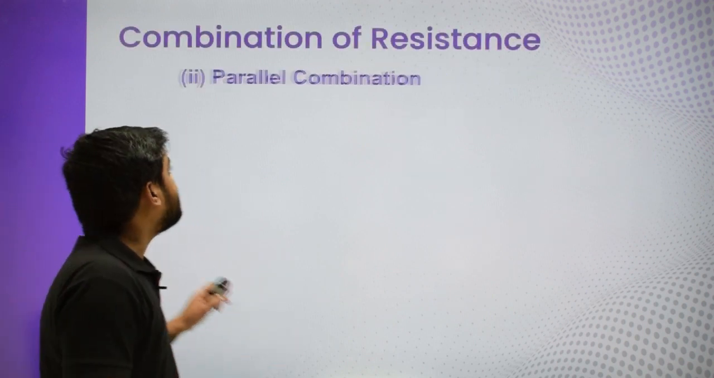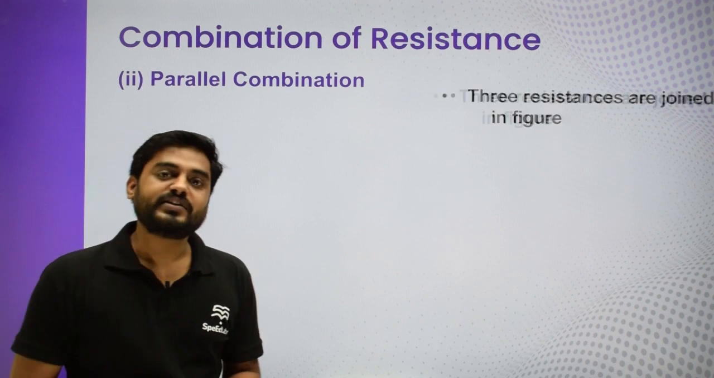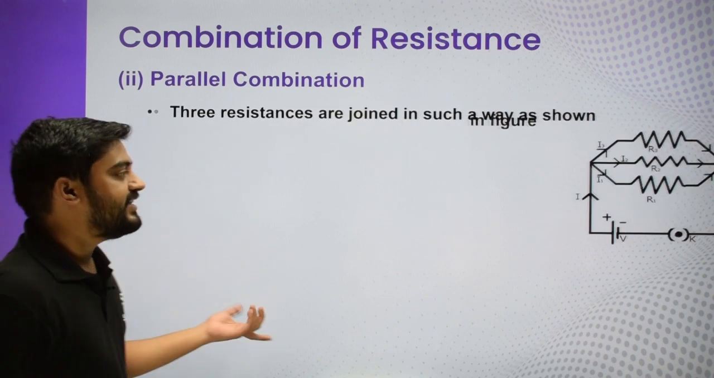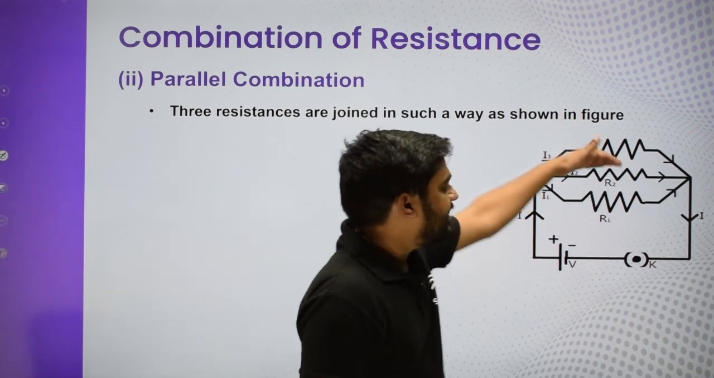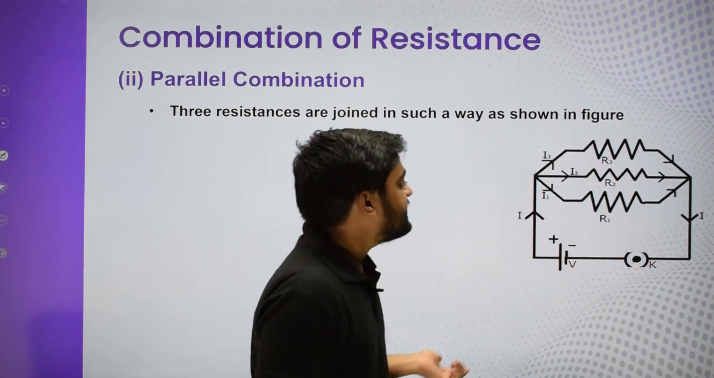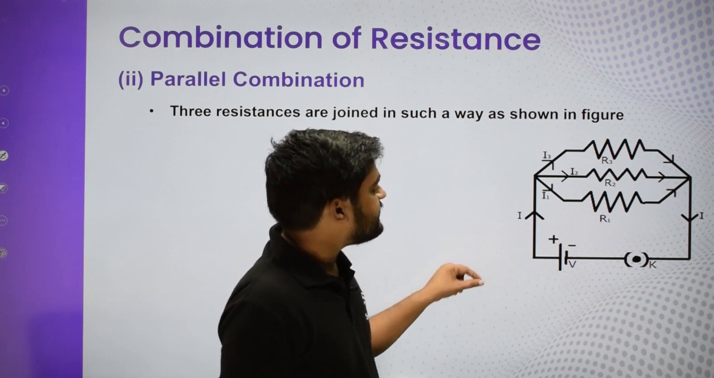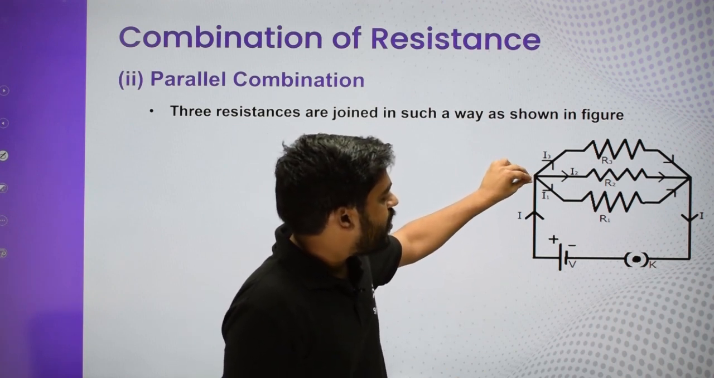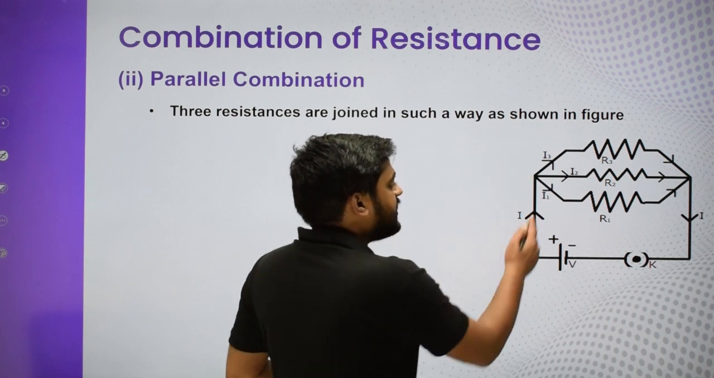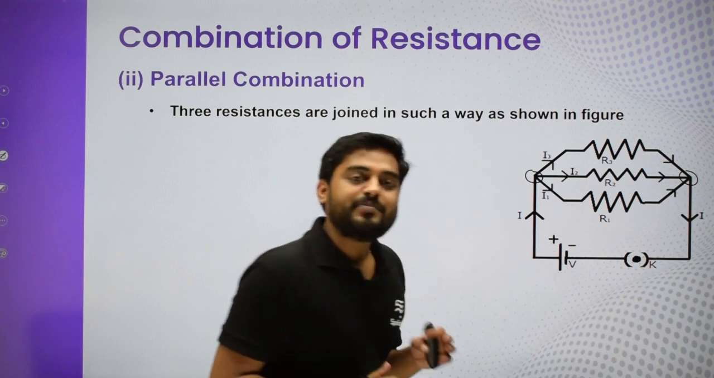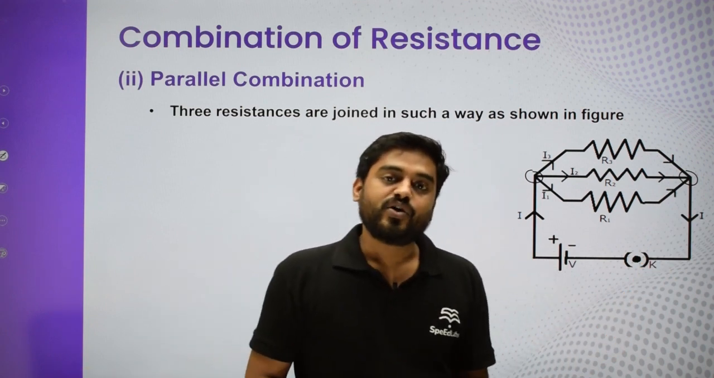Now the next type of combination is parallel combination. So what is parallel combination first? If three resistors are connected as shown in the figure, like this, then we say they are in parallel. What is the major thing we can notice? The starting point is the same. All of them start from this point, and all of them also end at the same point. So their ends are connected to a common point.